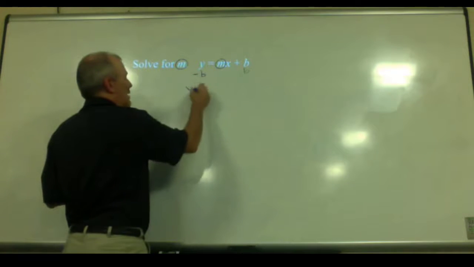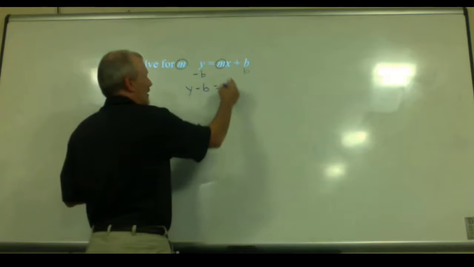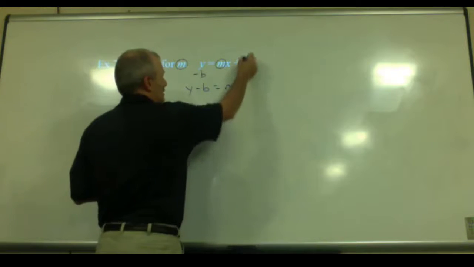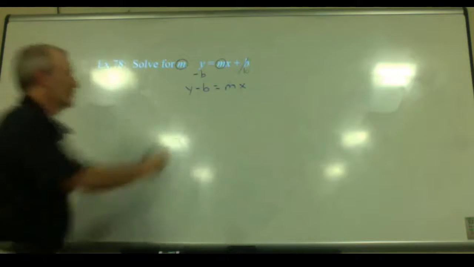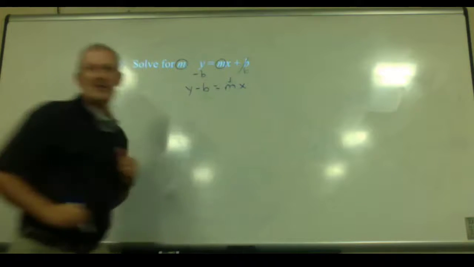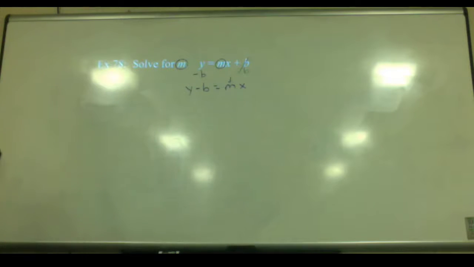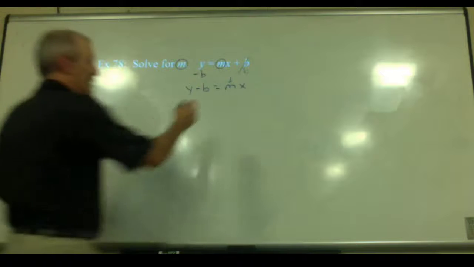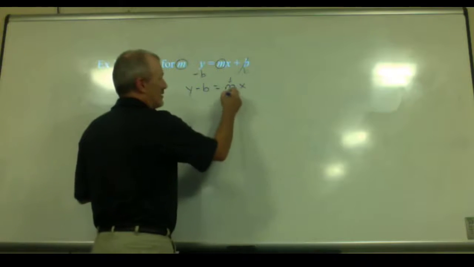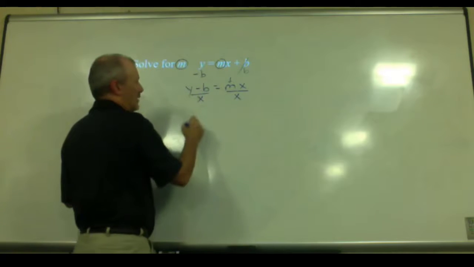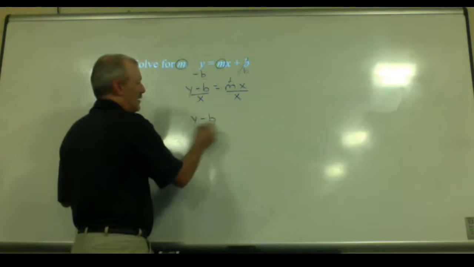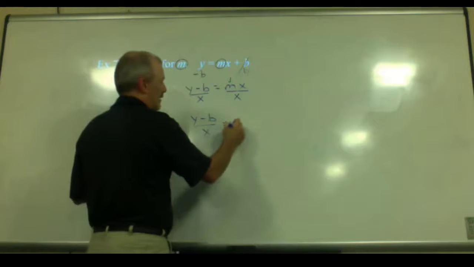So now we have y minus b. Again, we can't do anything with that. The mx, this is gone. Yeah, we're trying to get the m by itself. You're going to divide by x. That's multiplying m times x, so to get rid of the x, you are correct, we're going to divide by x. So y minus b over x equals m.